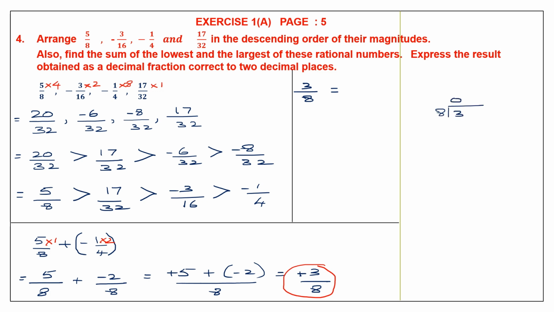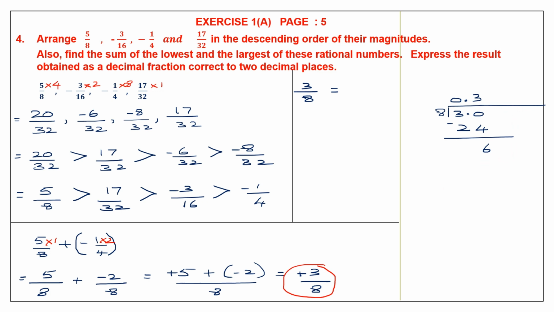We begin with a 0, put a point, put a 0, 30. 8 threes are 24. We need to get a number close to it. 30 minus 24 is 6. Now we need to continue because we have to get 2 decimal places. So whenever we have to get 2 decimal places, we'll take one extra place and then round it off. Okay, so that means we're going to get 3 decimal places here.